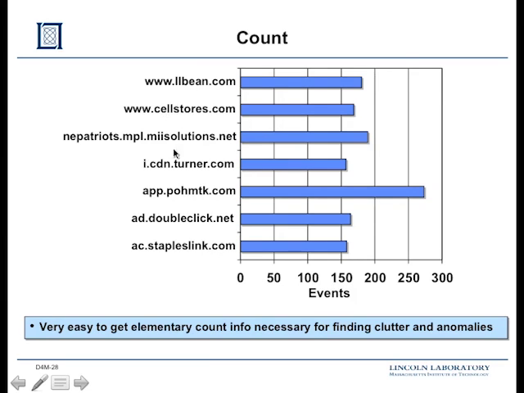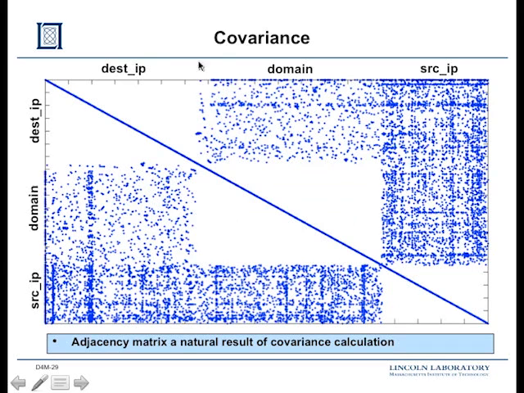And you can see this is all fairly reasonable stuff. Fellow Bean, a lot of New England Patriots fans in this data set, a lot of ads, staples. These are the types of things it shows you right away. Here's the covariance matrix of this data. As you can see, it's symmetric. Obviously there's a diagonal, and it has the bipartite structure. There are no destination to destination IP links, and we have source IP to destination, domain, all that type of stuff exactly.